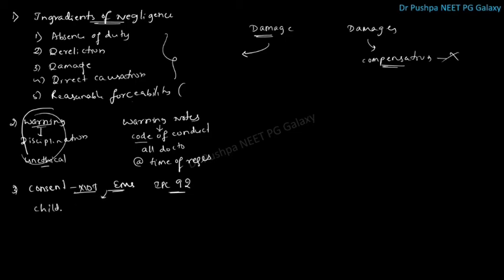In case of children, in case of incompetent patients like intoxicated persons or mentally ill patients or unconscious patients, consent is not required. So in these type of patients, consent is not required. We can start the treatment directly. No need of consent of any other persons.